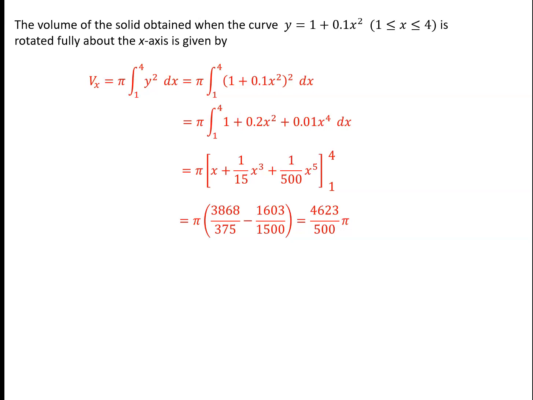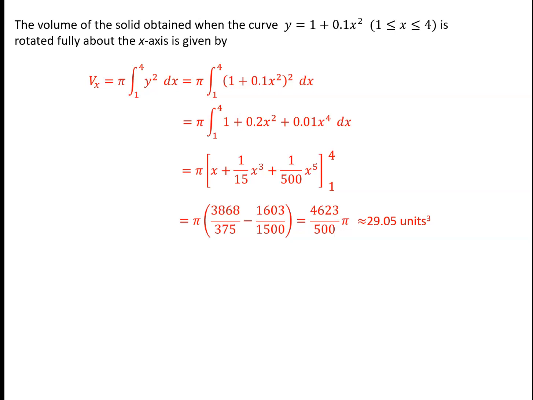So the volume of revolution then is going to be pi times 3868 over 375 minus 1603 divided by 1500, which gives me 4623 divided by 500 pi, or approximately 29.05 units cubed. So we now know what the volume of the solid obtained when the curve y equals 1 plus 0.1x squared between x equals 1 and x equals 4 is rotated fully about the x-axis.